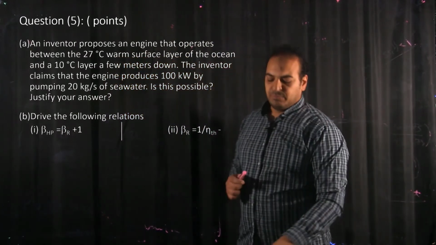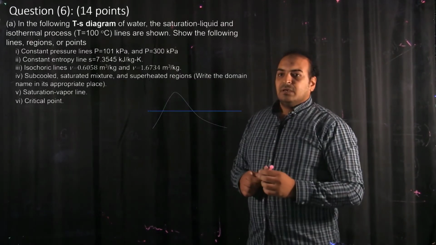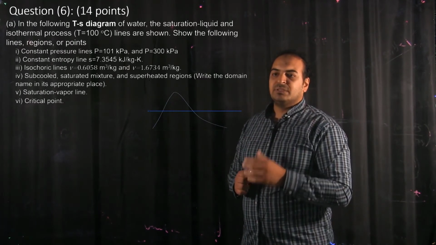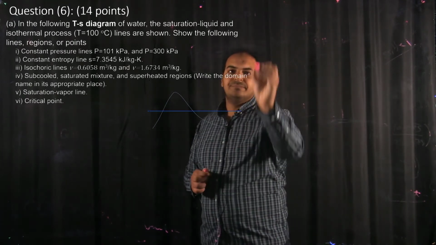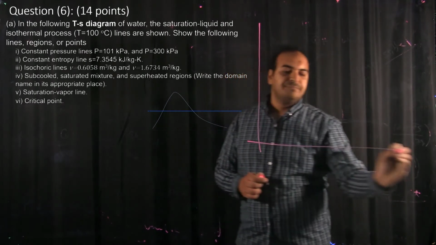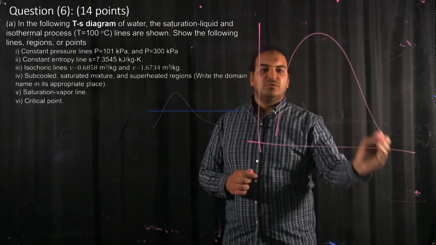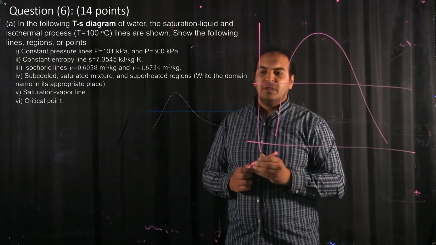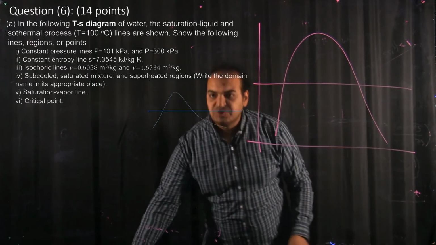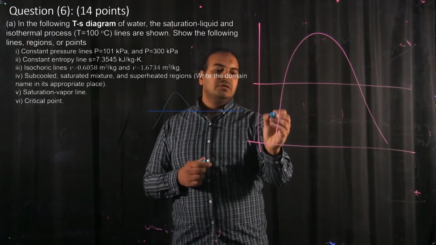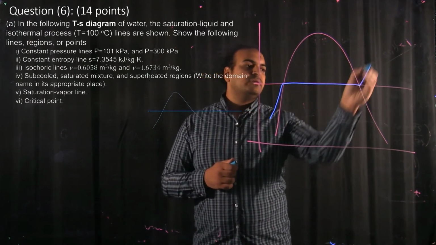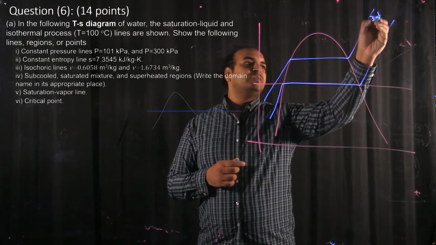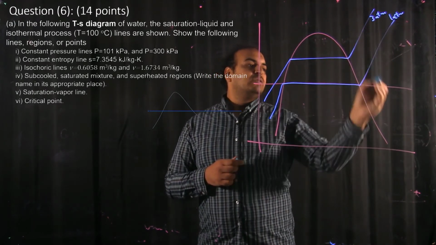So for the last problem, number 6, I give you the TS diagram. I ask you to plot constant pressure lines on the TS diagram. Let's plot it bigger here. I brought for you the constant temperature line, maybe saturated liquid, saturated vapor. I'll ask you to plot the constant pressure lines. This is pressure 1 atmosphere, this is pressure 3 atmospheres, for example. This is temperature 100 Celsius.